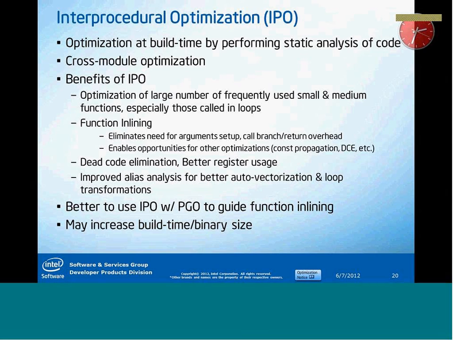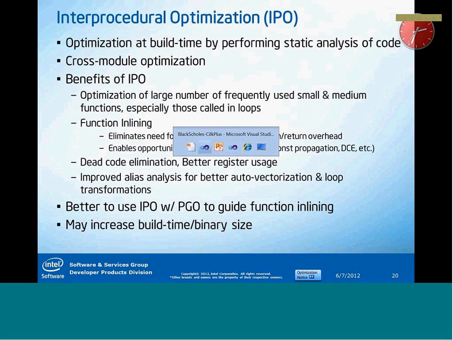The benefit of this IPO analysis is that it can optimize a large number of frequently used small and medium functions. The keyword here is small and medium functions. They get inlined, so it's beneficial, especially if they are called in a loop.